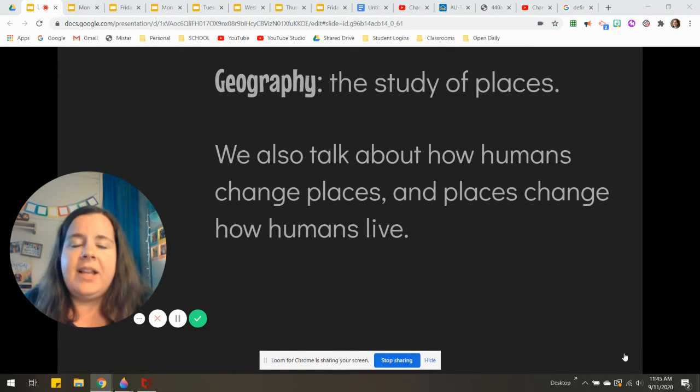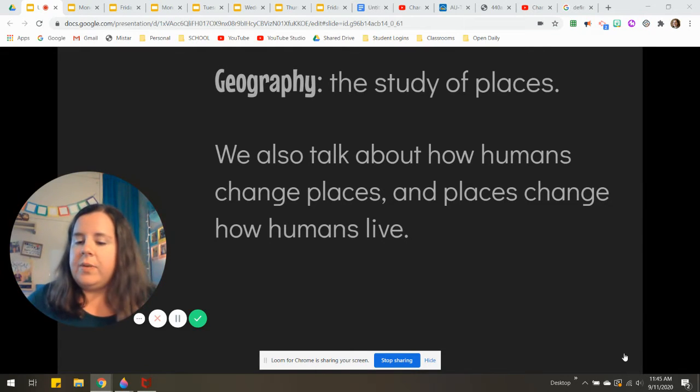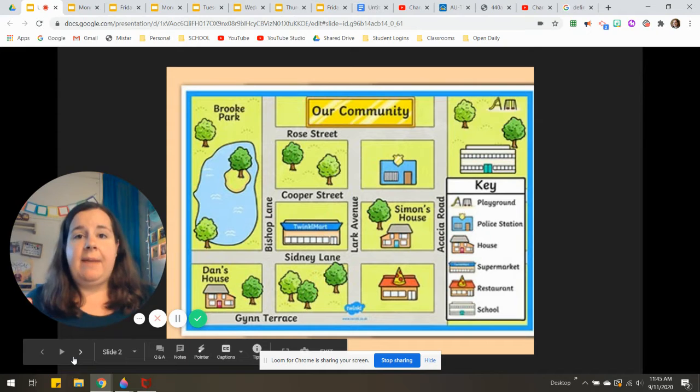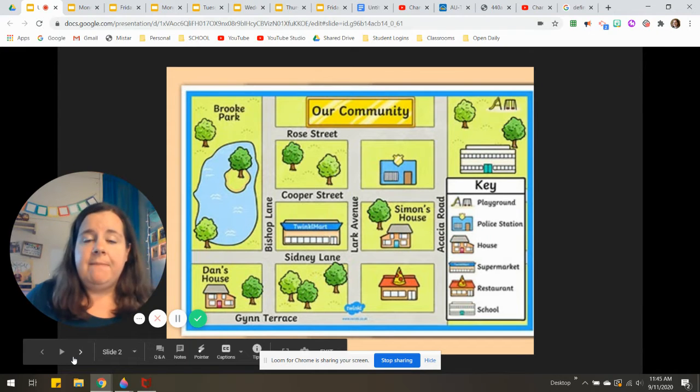We're going to start today by looking at maps and talking about maps. And when we learn how to read a map, it's going to help us to talk about our neighborhoods, our cities, and our state, because we're all going to be looking at the same kinds of maps and able to talk about them. Some of the maps that you might see are simple maps like this. This is a map of a community.